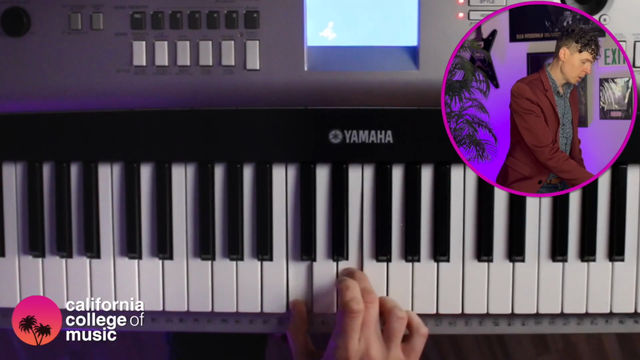Okay, CCMers, we're talking intervals. An interval name has two parts. It's got the quantity, as in how many scale degrees does it span, how many solfege syllables, how many letter names does it span, and it's got the quality.